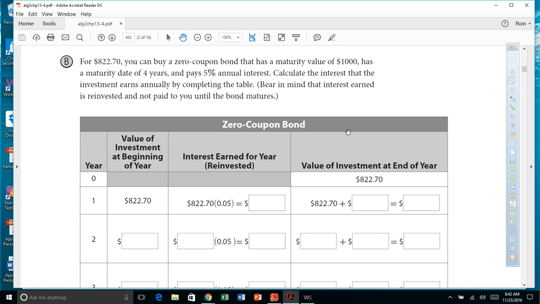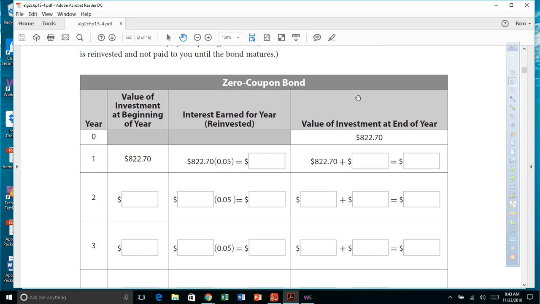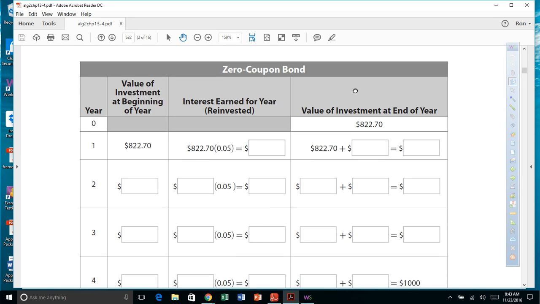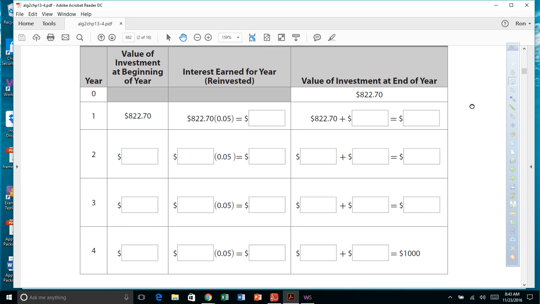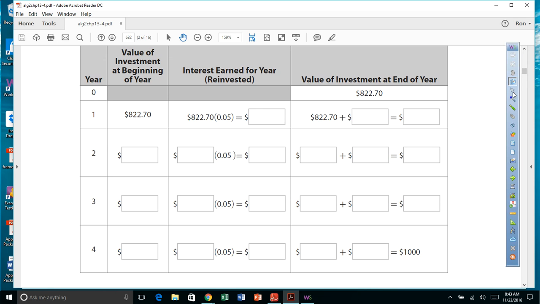For $822.70, you can buy a zero coupon bond that has a maturity value of $1,000, has a maturity date of 4 years, and pays 5% annual interest. Calculate the interest that the investment earns annually by completing the table. Bear in mind that interest earned is reinvested and not paid to you until the bond matures. In other words, each year you're not going to get a check for $50. Okay, so this is a zero coupon bond.